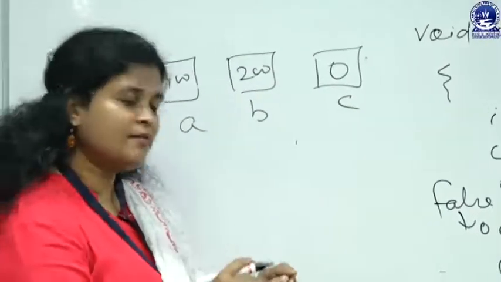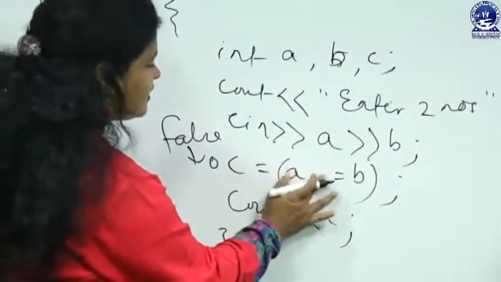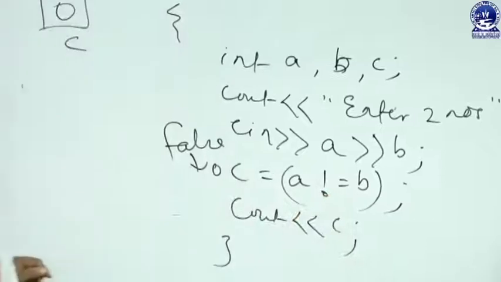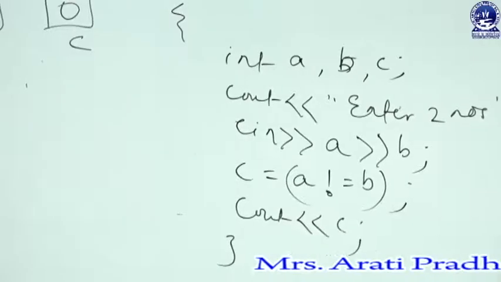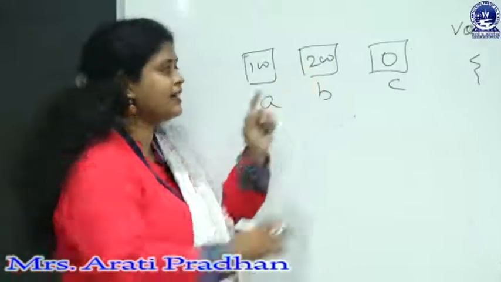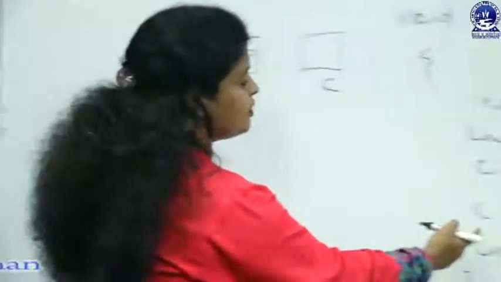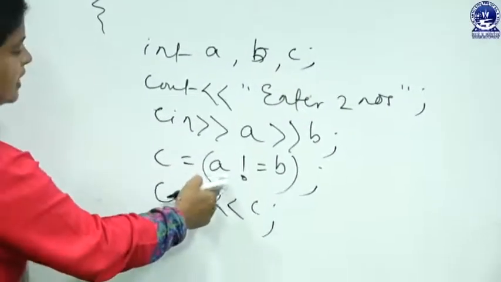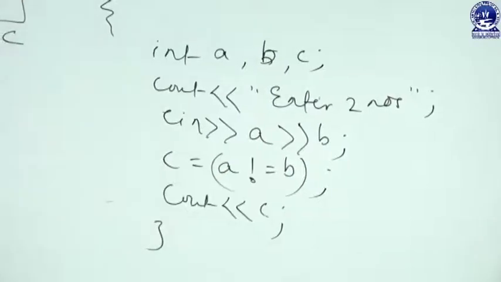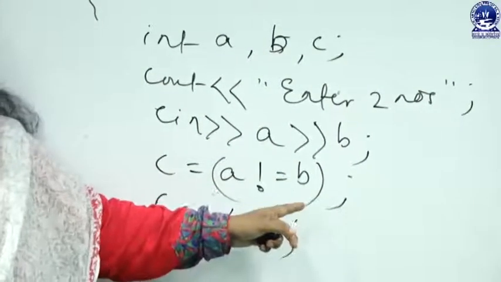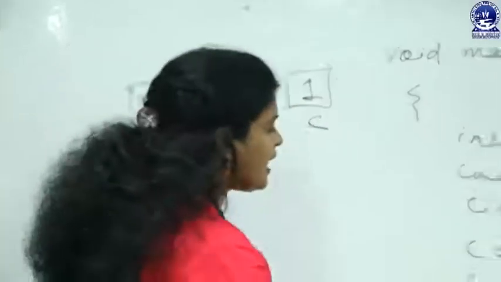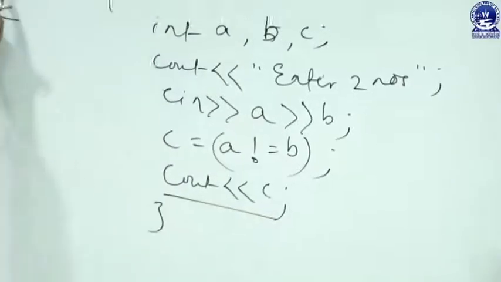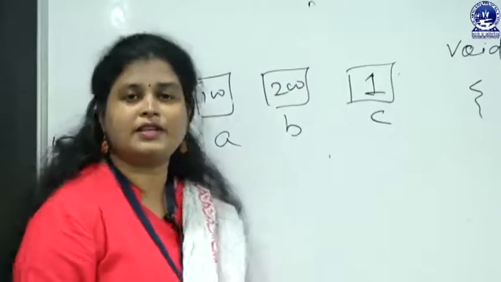Just I am changing the same coding, and I am using here not equal to. Let A value be the same 100, B value the same 200. Now, when we execute this line C equal to A not equal to B, it means that here we are checking A not equal to B. Yes, A is not equal to B, it means that C will contain the true value, it means that C will contain 1 value, and when you display cout C, you will get 1. Okay, I hope you have understood this one.